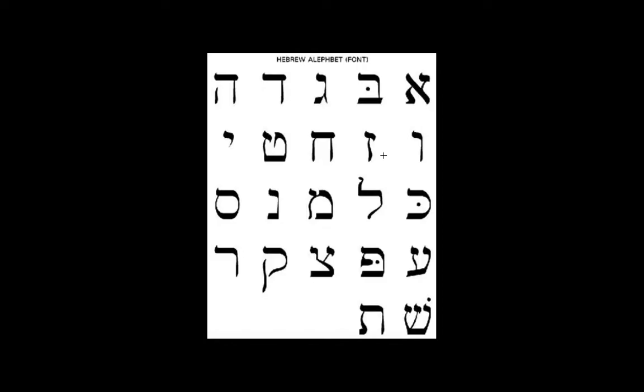This is always going to make the sound that's equivalent to our letter Z, okay? Like a zebra, so Zayin, okay? The next letter, so we have Aleph, Bet, Gimel, Dalet, Hey, Vav, Zayin, Chet, okay?